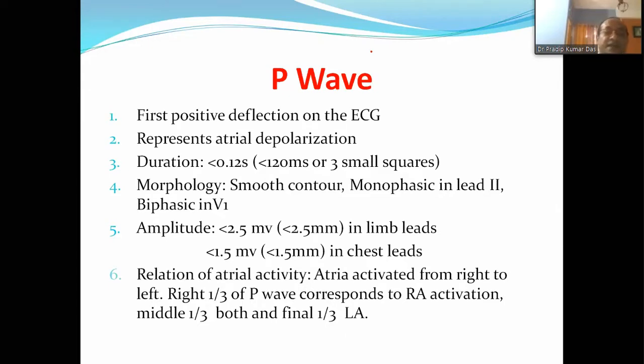Relation of atrial activity with P waves. Atria are activated from right to left. So the first 1/3 of the P wave corresponds to right atrium activation, the middle 1/3 for both, and the final 1/3 for left atrial activation.